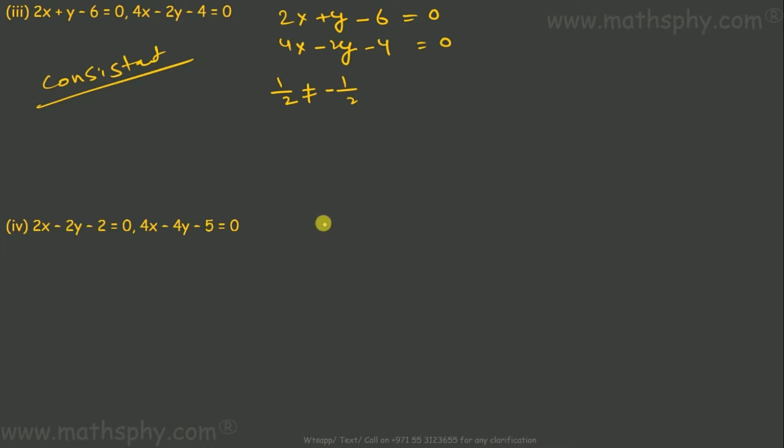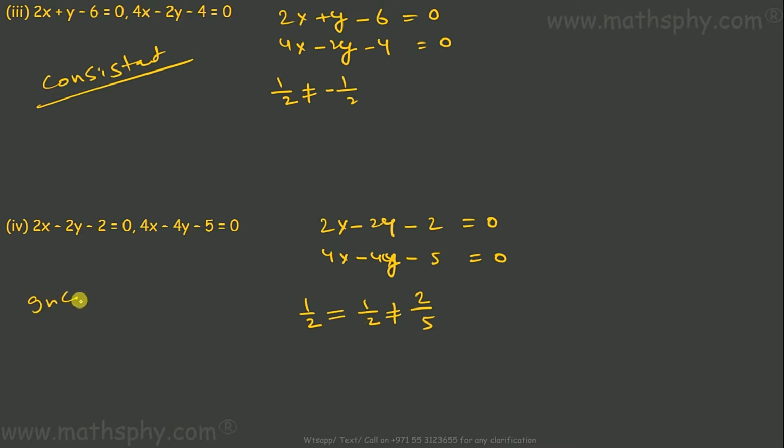Let's look into this one. 2x minus 2y minus 2 equals to 0. 4x minus 4y minus 5 equals to 0. So a1 over a2, 2 over 4 means 1 over 2. b1 over b2, negative 2 over negative 4 means 1 over 2. c1 over c2, negative 2 over negative 5, which is 2 over 5. So this is equal, this is not equal. This will give me parallel lines, means inconsistent.